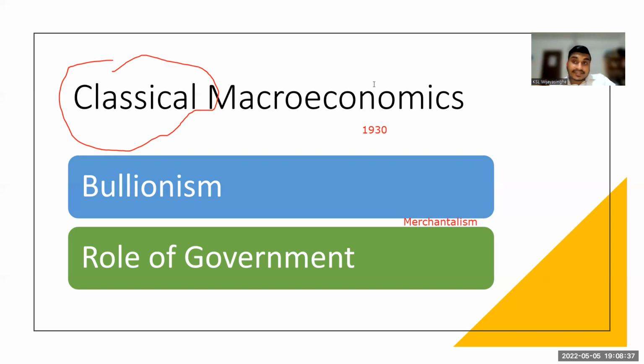So in the 1930s there was a high number of unemployment, there was high inflation, and real GDP.